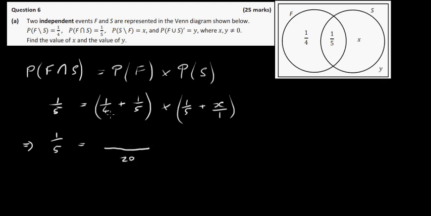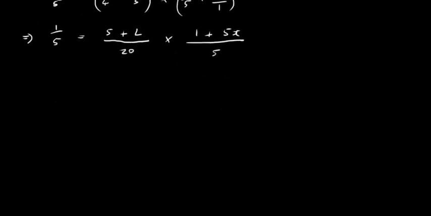Common denominator is 20. 4 into 20 is 5, 5 times 1, 5. 5 into 20, 4, 4 times 1, 4. Over here we've got another couple of fractions that we need to add. Common denominator 5. 5 into 5, 1, 1 times 1, 1. 1 into 5, 5, 5 times X, 5X. So next line, 1/5 is equal to 5 and 4, 9 over 20 times 1 plus 5x over 5.